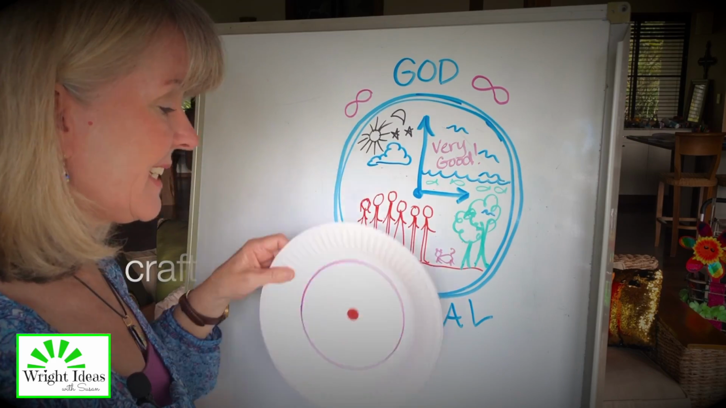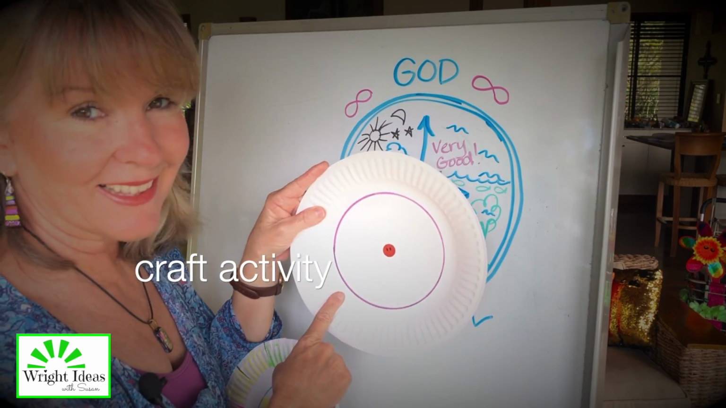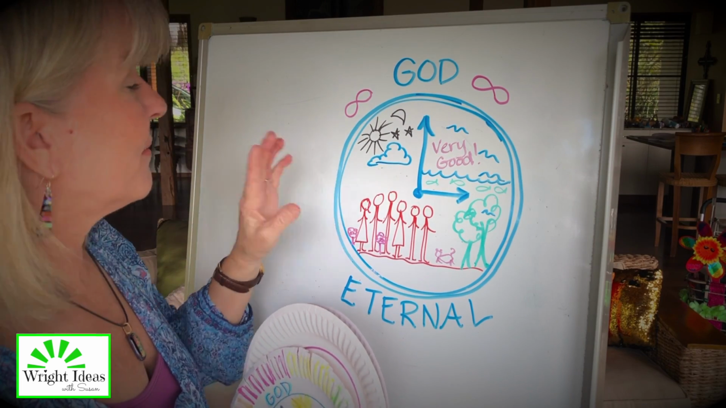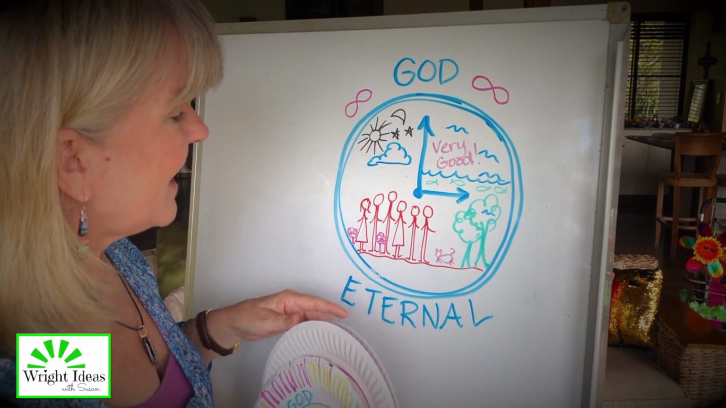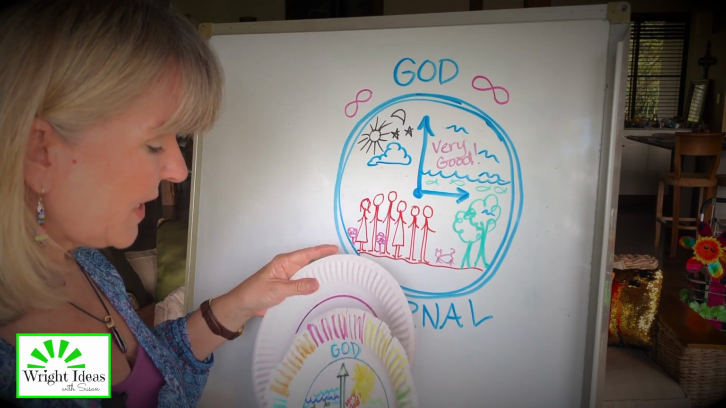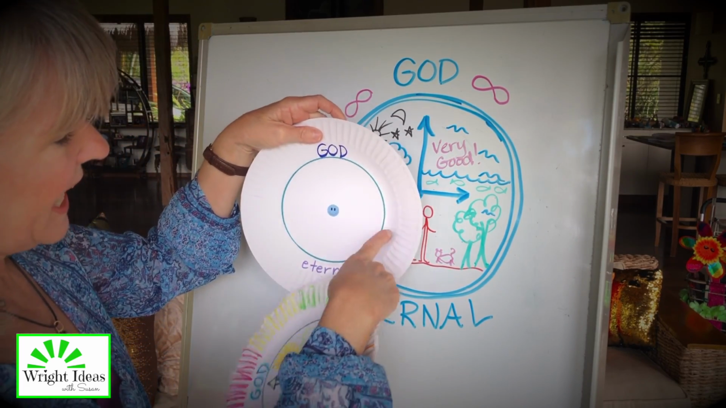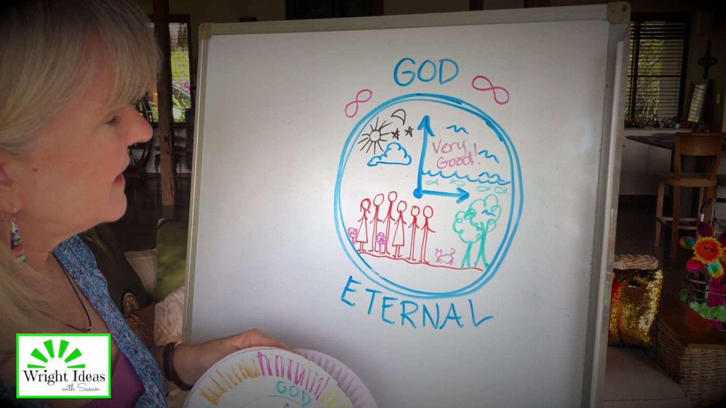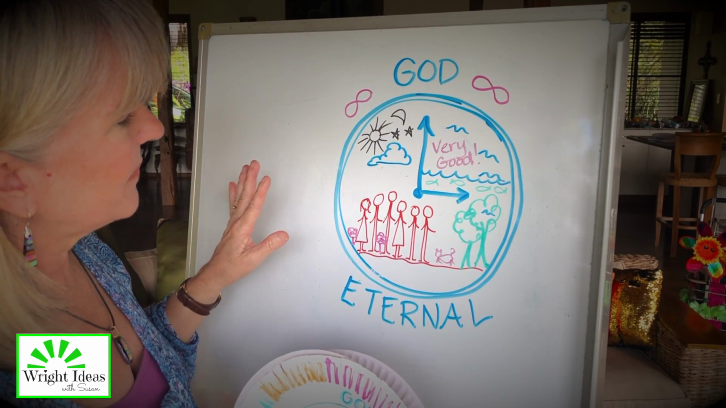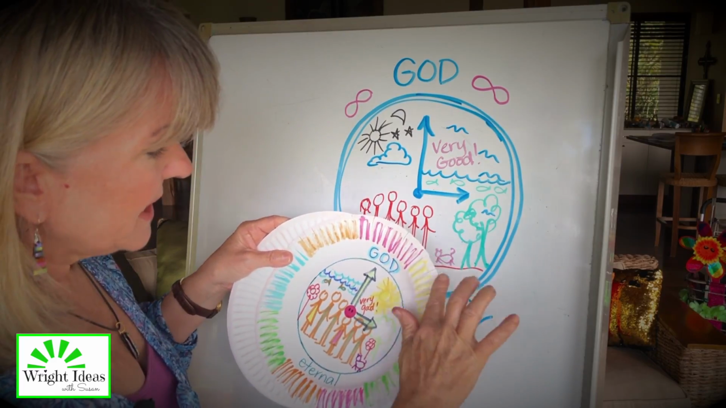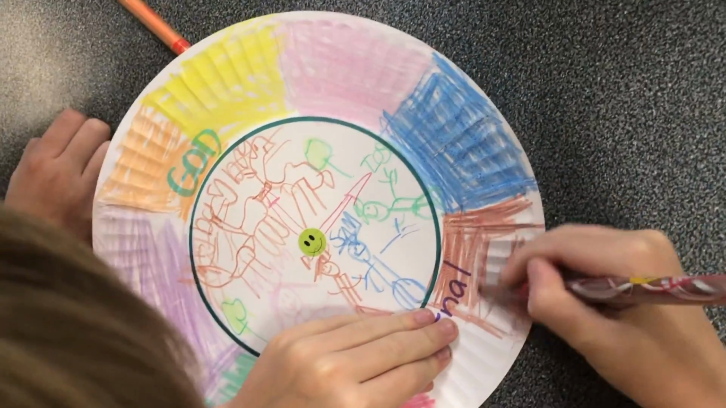You're going to get a paper plate like this, and you're going to draw some of the things, your family, whatever, inside your clock. And we want to make sure that we put God and the word eternal outside, because God lives beyond time. Now, the other thing I'd like you to do when you finish decorating, I want you to decorate the edges of your plate.